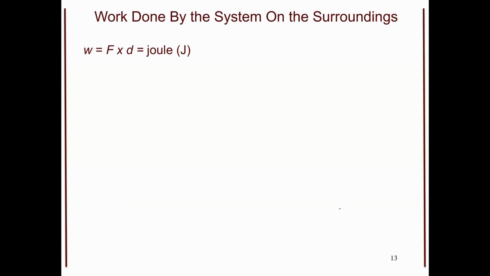Now we can go ahead and look at work being done by the system on the surroundings. So now you can see that work is actually force times distance, which gives us the joule. This is a very physics definition. We can also say that work is equal to negative P delta V, and you will see that we are going to get the units of the liter atmosphere. This is going to be important because in the next video, I will show you how to convert from the liter atmosphere to our joules.